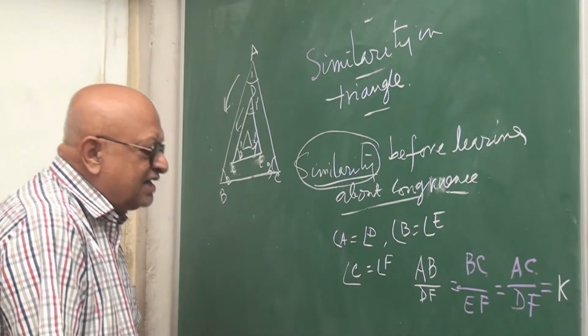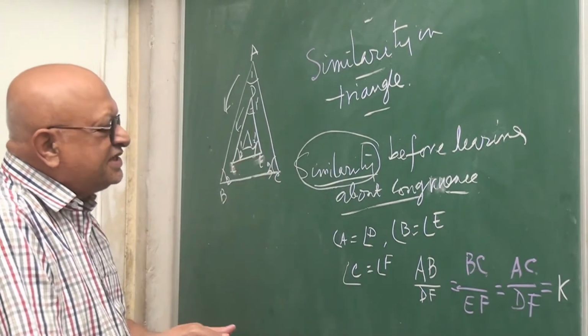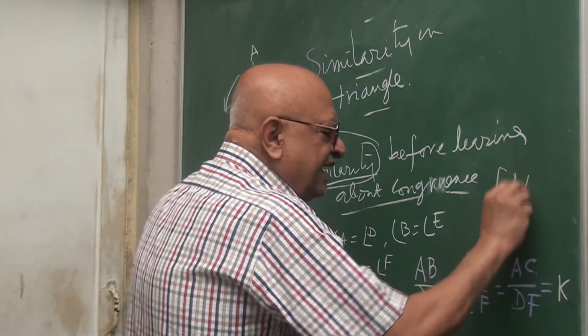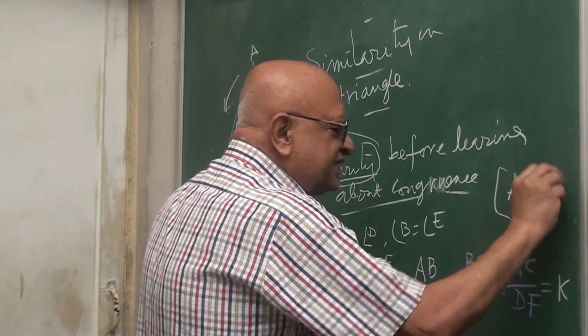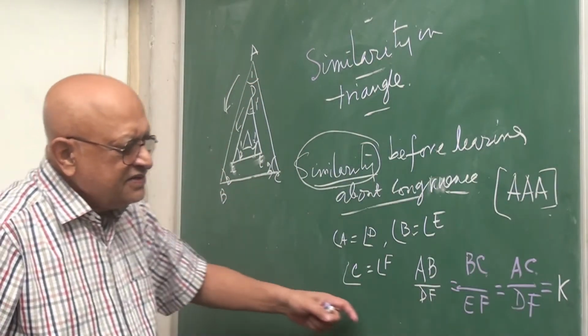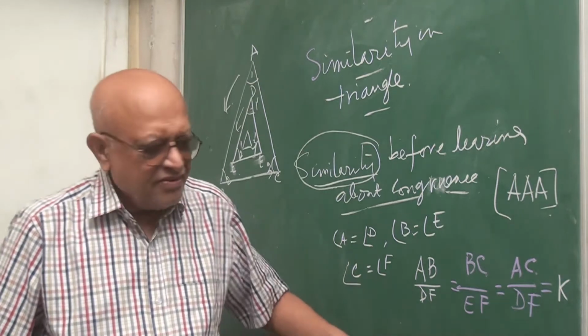So these are the basic requirements, and this is called the AA criteria. This is the criteria, and this is the ratio that you should remember.